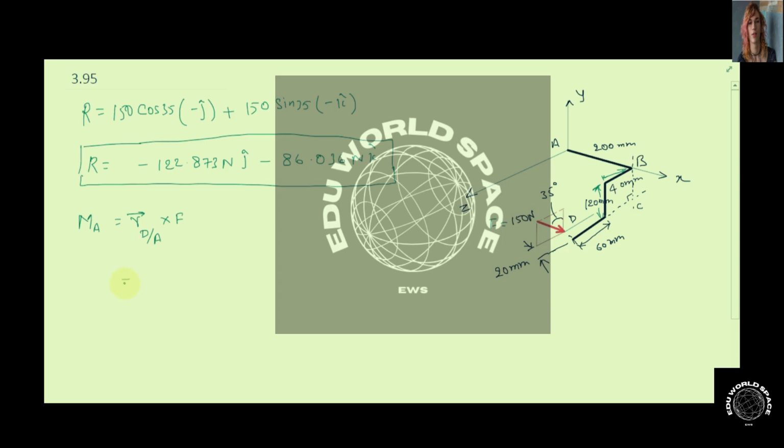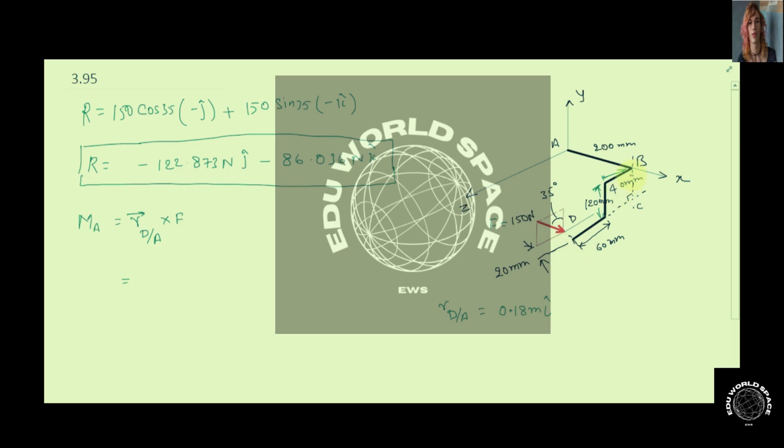So we can write the position vector of D with respect to point A. We have to first calculate that. If we go for the calculation of the position vector of D with respect to A, then we can see here that in the x direction it is at a distance of, this is 200 mm and this is 20 mm inside, so this will be 180 mm in the i cap direction. If we convert it into meters, we can write it as 0.18 meter i cap.